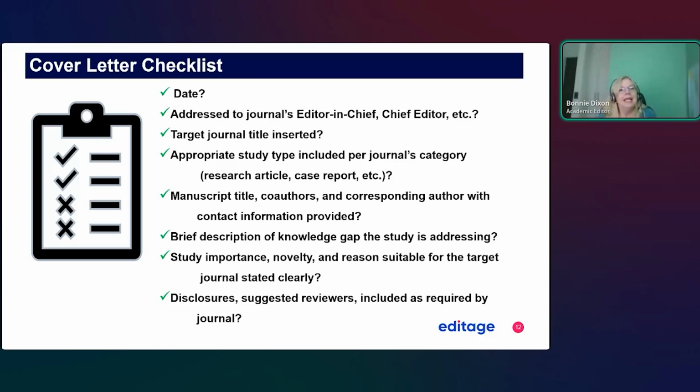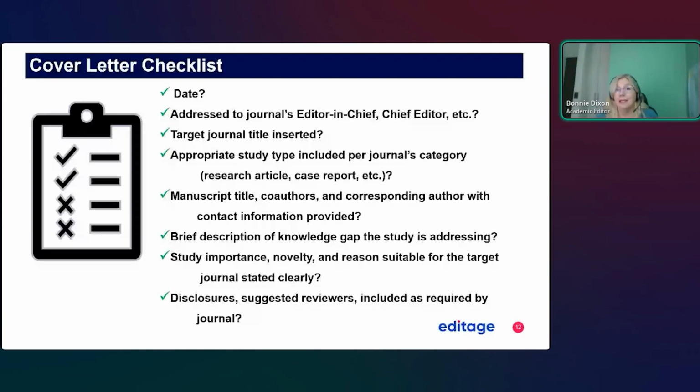Okay, and you want to make sure the appropriate study type per the journal's category is included, and use their term. Again, it looks like you've taken the effort, you've read their journal guidelines. This is all in your presentation to make your manuscript look like it's very professionally done. Okay, so sometimes they use research article, full-length article, depending on what the manuscript topic is.